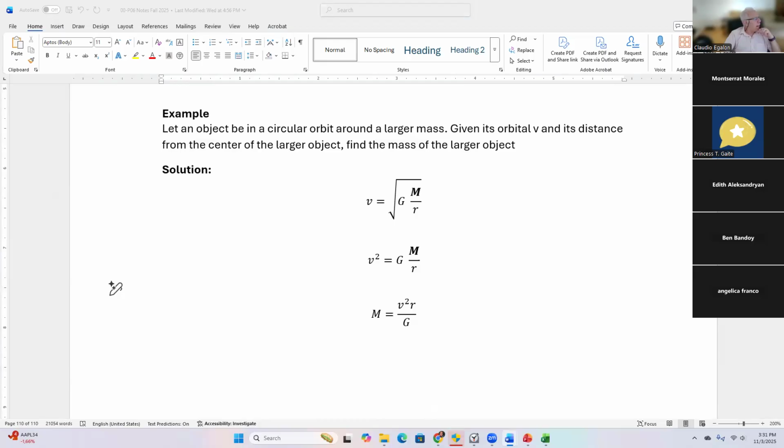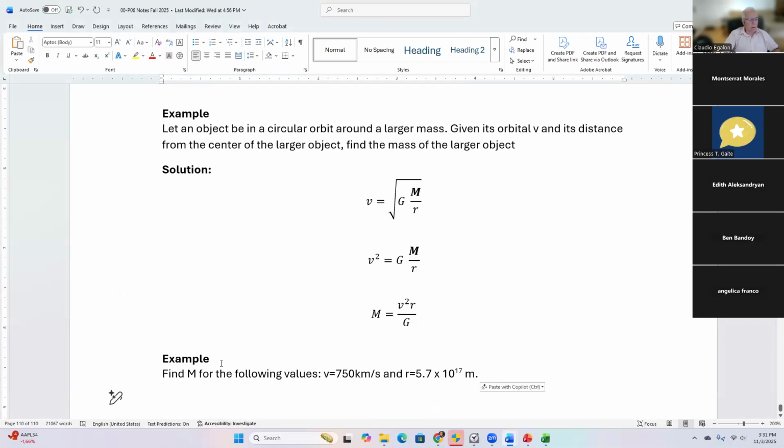And then we can play with numerical examples. Find big M for the following values. Velocity of 750 kilometers per second, which is, wow, that's a lot. I wonder where I got that value. The orbital speed of the Earth is 36 kilometers per second. But this one, I suspect that this one must be orbiting a black hole.